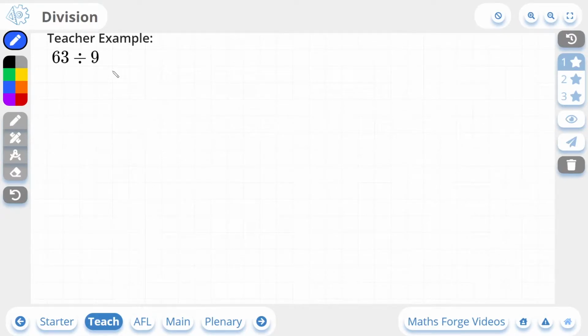In today's lesson, we're going to be doing division. For the 1-star examples, you just need to know your times tables really well in order to be able to answer the questions. So let's take a look at this question, 63 divided by 9.